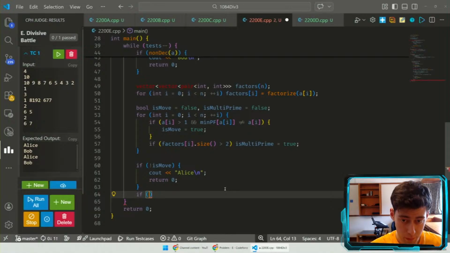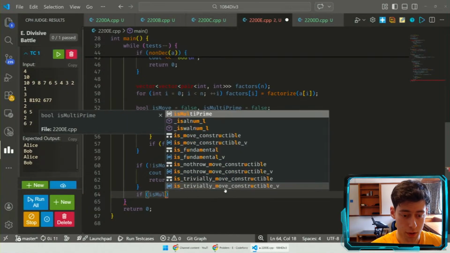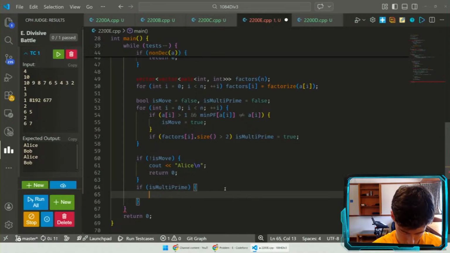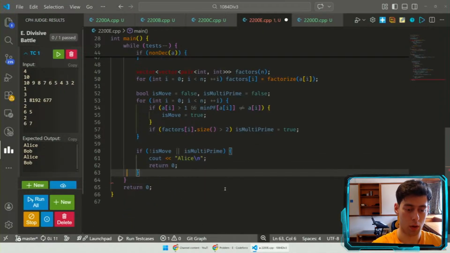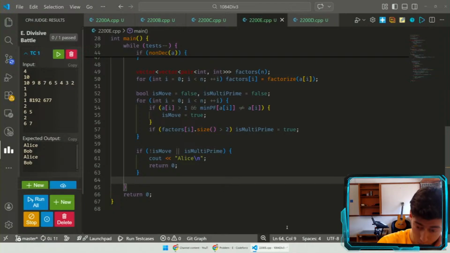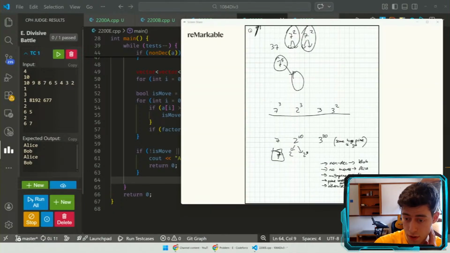Otherwise, if it is multi-prime, then also Alice wins. So actually I can just do that. Now we've done these 3. And now I need to check Bob only wins if the prime bases are sorted.